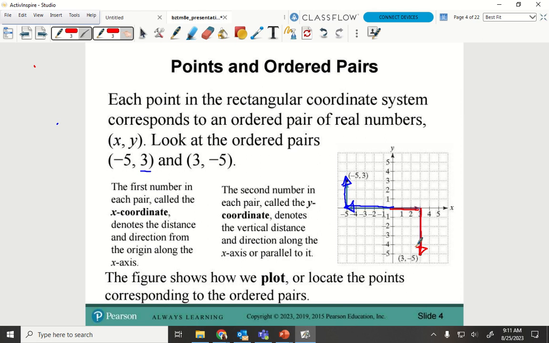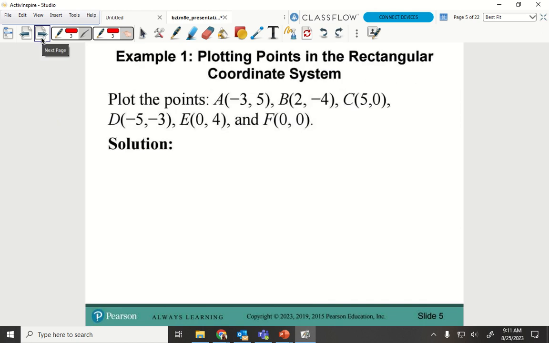Right here it says the figure shows, plot or locate the points corresponding to the ordered pair. So when you see the word plot, that means you're going to put that point on a graph. Or locate the points on the graph means you're going to find it there and tell me that location. That's what those mean. Plotting points in the rectangular coordinate system.